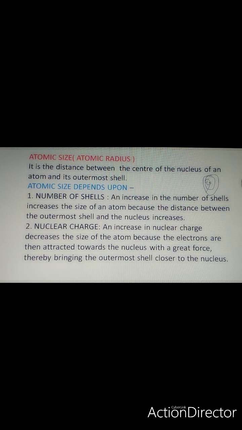Second is nuclear charge. An increase in nuclear charge decreases the size of the atom because the electrons are then attracted towards the nucleus with a great force, thereby bringing the outermost shell closer to the nucleus. So while nuclear charge increases, the electrons present in the outermost shell get attracted, and that's why the atomic size decreases.